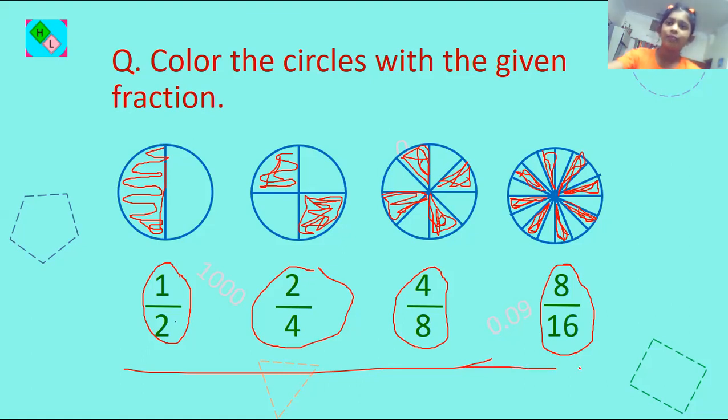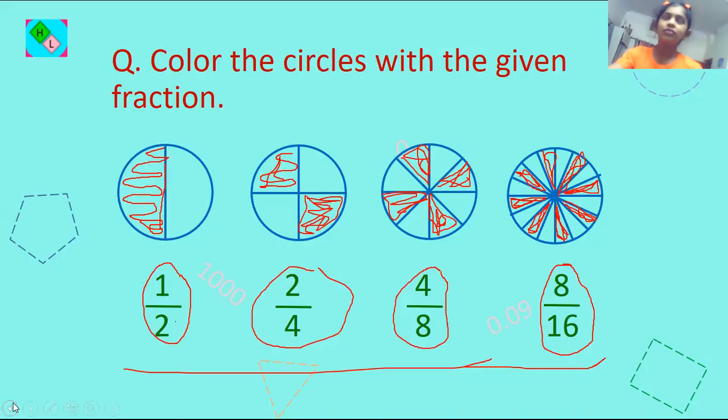Okay, so we have completed all of them. Did you notice anything? Yes, these all are equivalent fractions. They all divide the circles into half. Okay, so this is the end of the section.